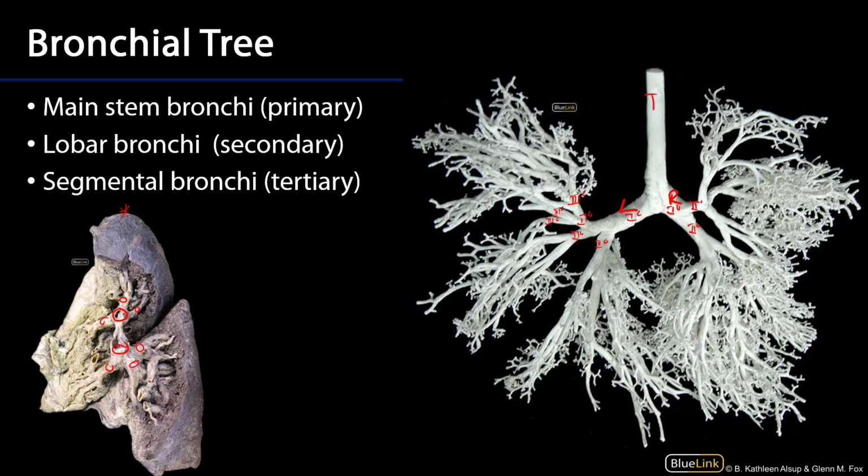So we really get a sense for how the parenchyma of the lungs, which is supporting the alveoli and the respiratory bronchioles that support the alveoli, surround this bronchial tree. Thank you very much for your time.